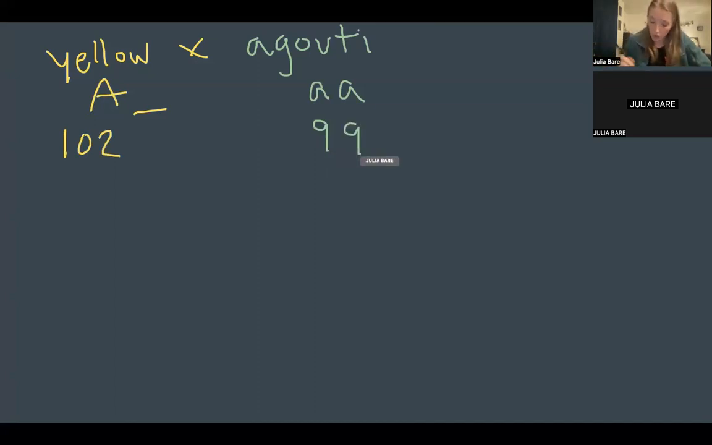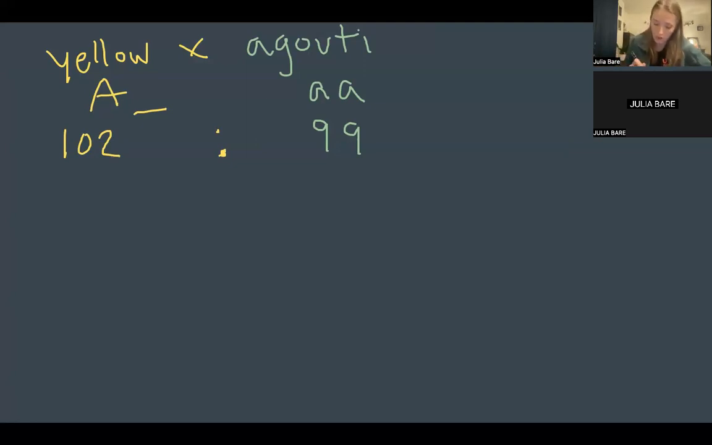So this is a ratio. What we've just created here is a ratio of yellow to agouti mice. And what I want you to do is go back to our examples of phenotypic ratios. What phenotypic ratio would typically have a nearly 1-to-1 ratio?